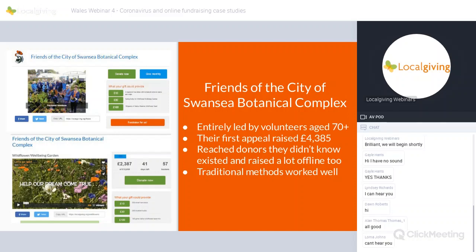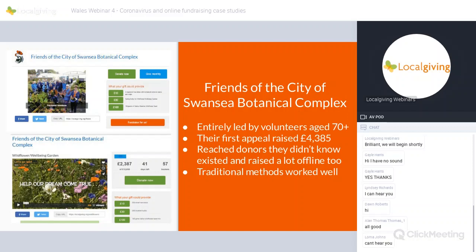This is an organisation that I've talked about before, an organisation based in Swansea with the longest name ever, but essentially they're volunteers that keep 3 parks in Swansea going, and they wanted to do an appeal to raise money for a new wildflower garden in one of them. All of the volunteers were over 70. They weren't comfortable with online marketing, so they were happy to make the online donation appeal, but they weren't comfortable with promoting it online. And so we worked with them to promote their work through traditional methods. They reached donors they didn't know existed, and they raised a lot of money offline as well.